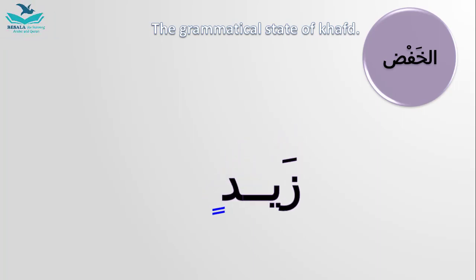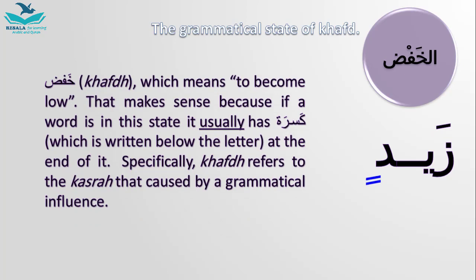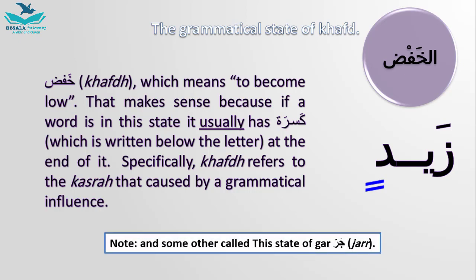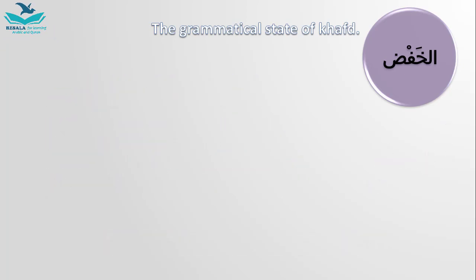One of these states is called khafd, which means to become low. That makes sense, because if a word is in this state, it usually has kasra, which is written below the letter. Specifically, khafd refers to the kasra that is caused by the grammatical influence. Note, some others call this state jar. So khafd and jar are the exact same thing. So look at the examples for you.